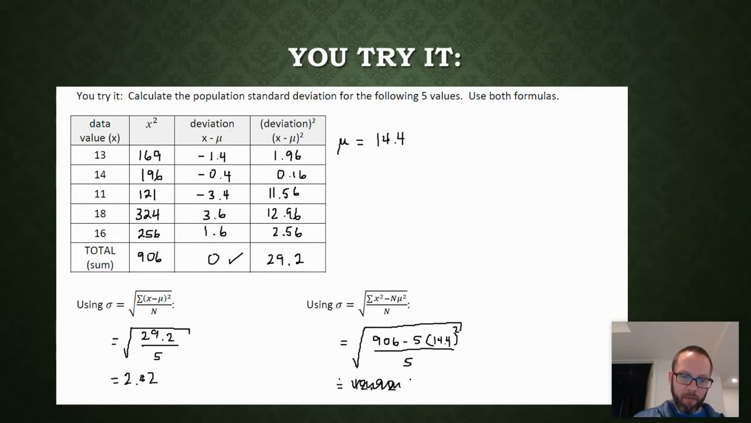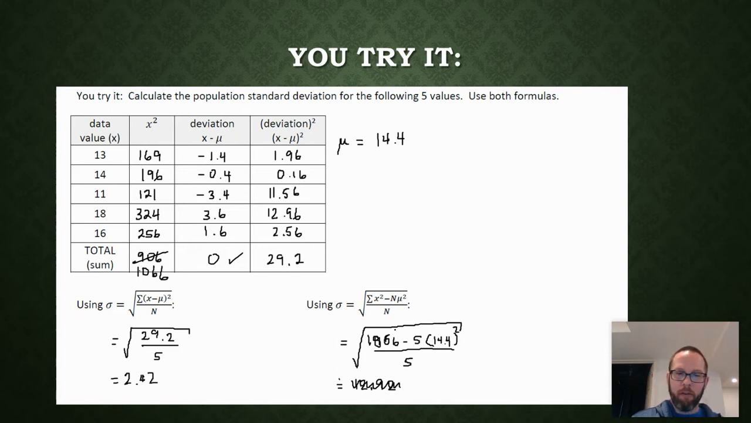906 minus 5 times 14.4 squared equals. Okay, did I square these right? This isn't checking out. 169, 13 squared. 14 squared, 196. 11 squared, I know that. 18 squared, 324. 16 squared, 256. 169 plus 196 plus 121 plus 324 plus 256. I think it should be bigger than 906. It is bigger. Oh my goodness. Well, we caught it. It's 1,066.